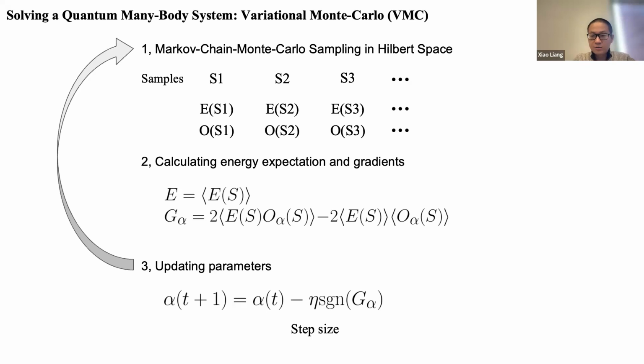These procedures are repeated until the energy expectation converges. Ideally, the energy will converge to the lowest value, which is the ground energy. In real cases, only using first-order gradient may not be sufficient. Thus, we may use second-order optimization like the stochastic reconfiguration and so on.